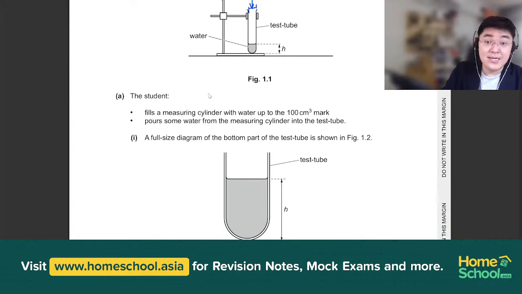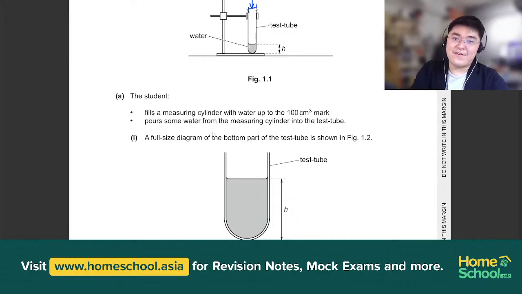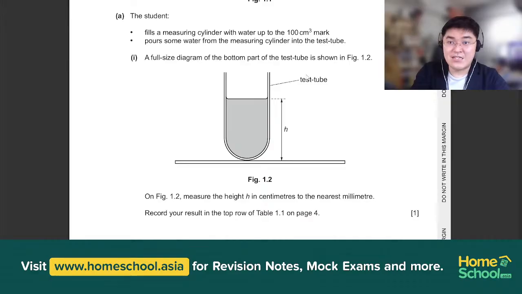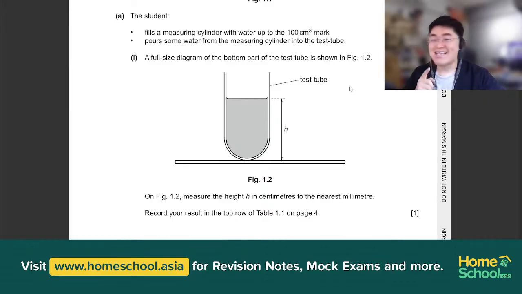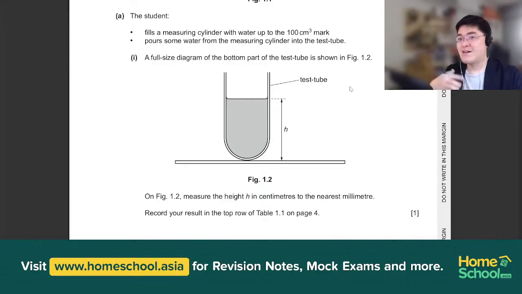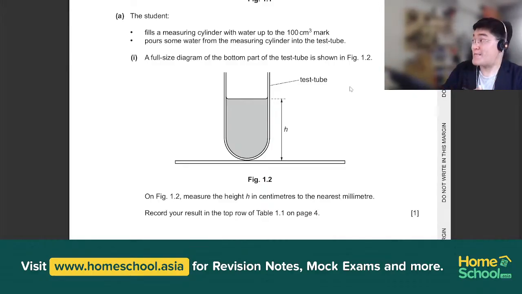The student fills a measuring cylinder with water up to the 100 cm³ mark and pours some water from the measuring cylinder into the test tube. A full-size diagram of the bottom part of the test tube is shown here. This is the full-size image. But you don't know what is full size unless you print this out on a one-to-one scale. So please, for all students who want to take this seriously, print this nicely on a piece of paper, or you can get one of those 10-year series, which is printed nicely as well.